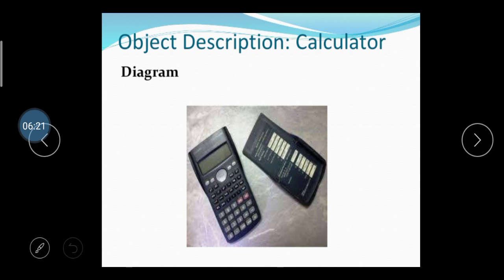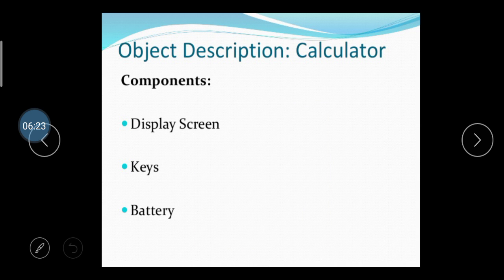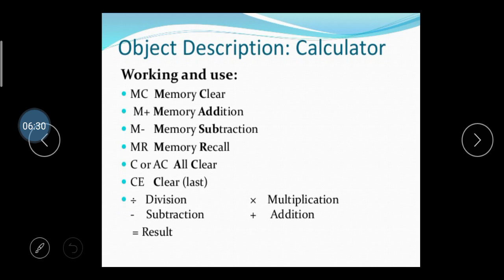Then, what are the components of the calculator? First of all, the display screen, keys and the battery. Then, how the calculator works. First of all, MC means memory clear, M plus means memory addition, M minus means memory subtraction, MR means memory recall, C or AC means all clear, CE means clear last entry.